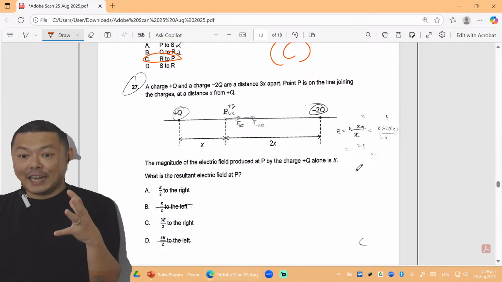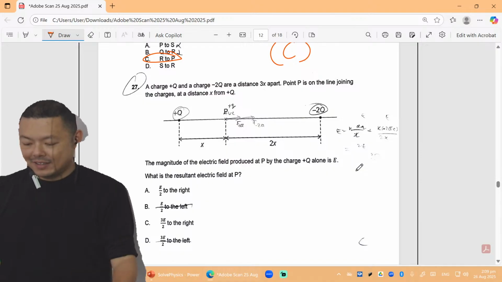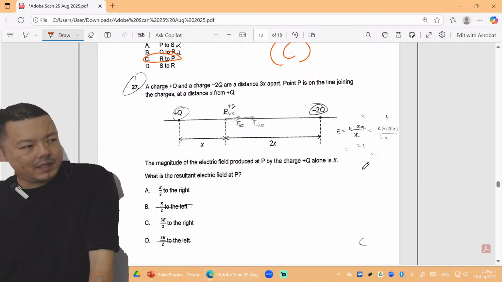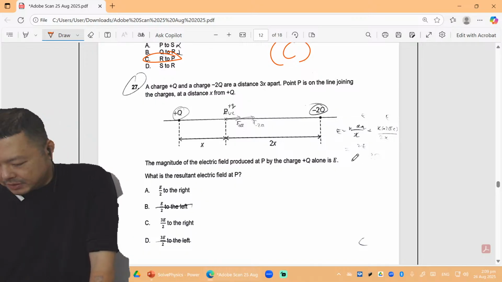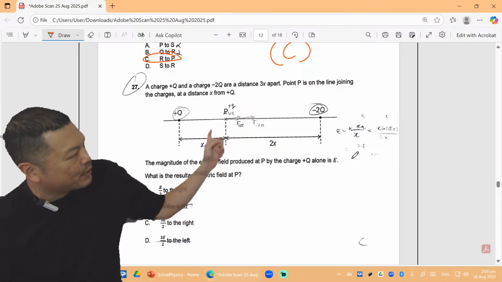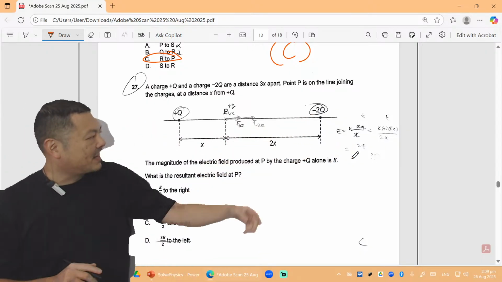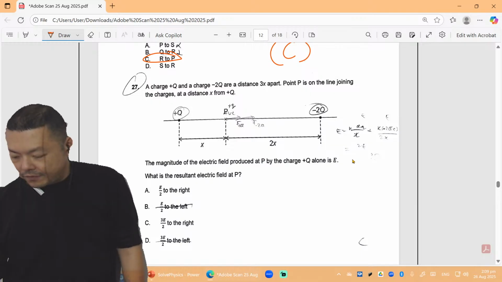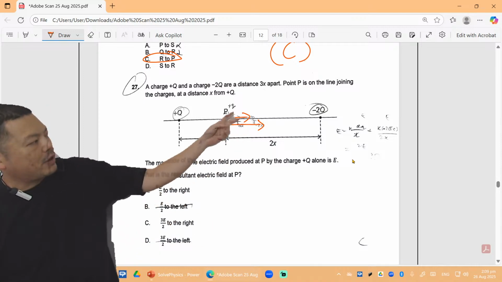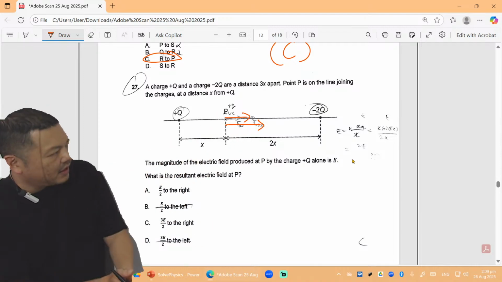27. This is the exact thing I did in the revision for E fields, back in June. At P, you have to add both fields, and don't accidentally put a negative sign, even though there's a negative sign here. The field from Q points to the left, and the field from negative 2Q also points to the left. So you make sure you add both positive values.